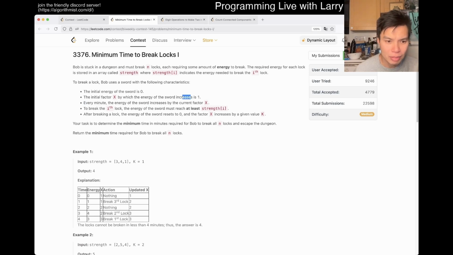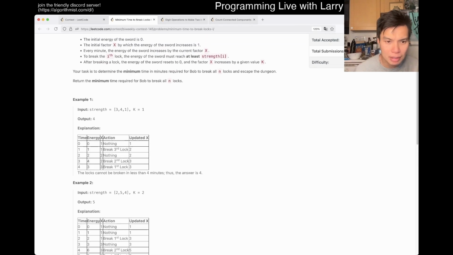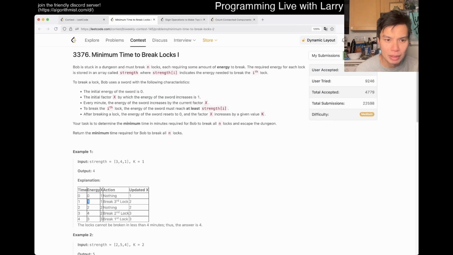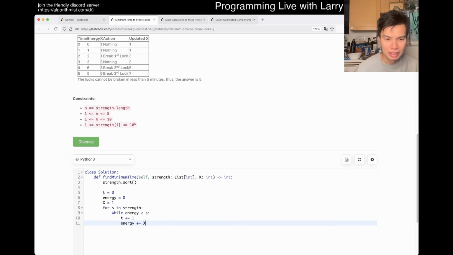This is kind of awkward. That doesn't even mix right, because it said energy increments by 1, but is this in the wrong order? Initial factor x, because it seems like x increases first, maybe? I don't know, we'll see. And then now energy is greater than s, so we're good, and then we set energy to 0, and then x we increment by k, right? Something like that.